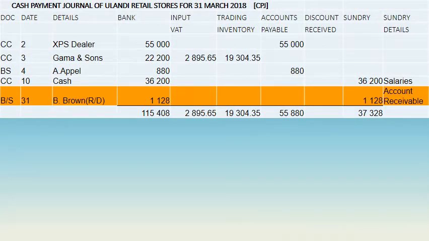In the cash payment journal, at the end of the month, there's an entry that was recorded from the bank statement. The details of the entry are B. Brown, RD. It means this is an unpaid cheque that has been received from the bank. In the bank column, the total amount, 1,128 rand. Under sundries, it shows that this entry will affect the accounts receivable.